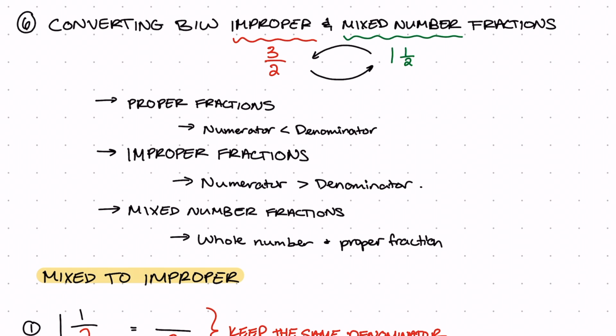So the last thing I'm going to talk about in this video is converting between improper and mixed number fractions. So let's just get a few definitions out of the way. A proper fraction is where the numerator is less than the denominator. So that would be like 1/2, for example. An improper fraction is where the numerator is greater than the denominator. So 3 over 2, for example. And a mixed number fraction is where you have a whole number accompanied by some sort of proper fraction. So like 1.5.